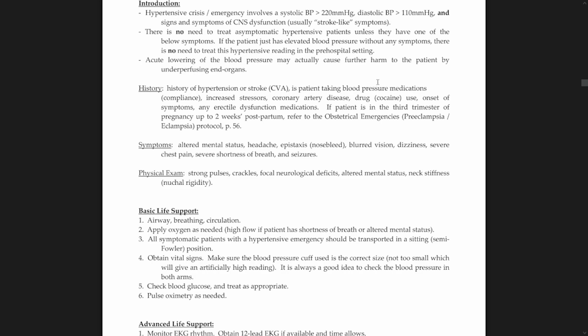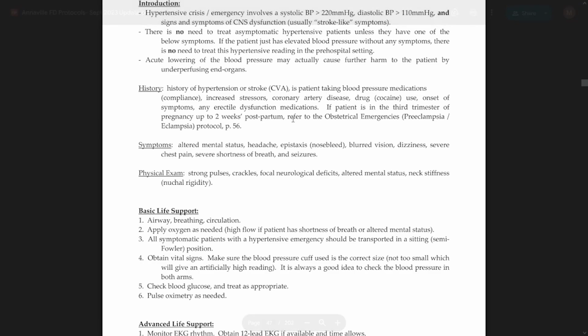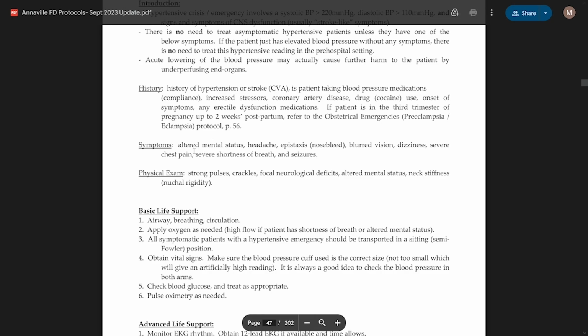Is the patient taking blood pressure medications? Do they have increased stressors? Do they have coronary artery disease? Do they use a drug like cocaine? Did they use any erectile dysfunction medications? If they're in the third trimester of pregnancy up to 2 weeks postpartum, which means 2 weeks afterwards, refer to the OB emergencies, preeclampsia and eclampsia on page 56.